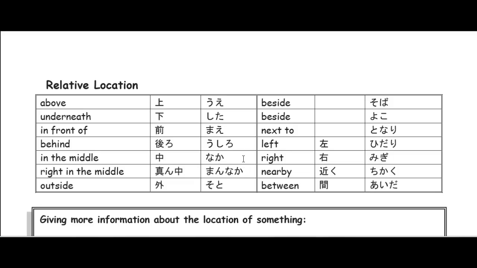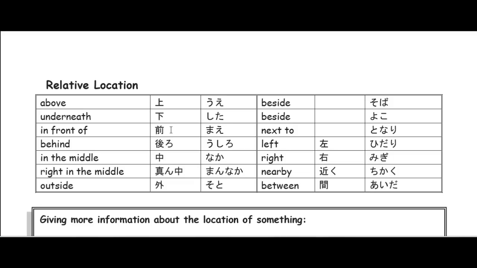Page 15, relative location. Let's have a look at the words that we're going to need. Start off with above. There's the kanji, that's the ground there. And we can see that's something going above the ground, and it's pronounced ue, ue, above. Underneath again, there's the ground on top, and that's something going underneath, and that's shita, shita.